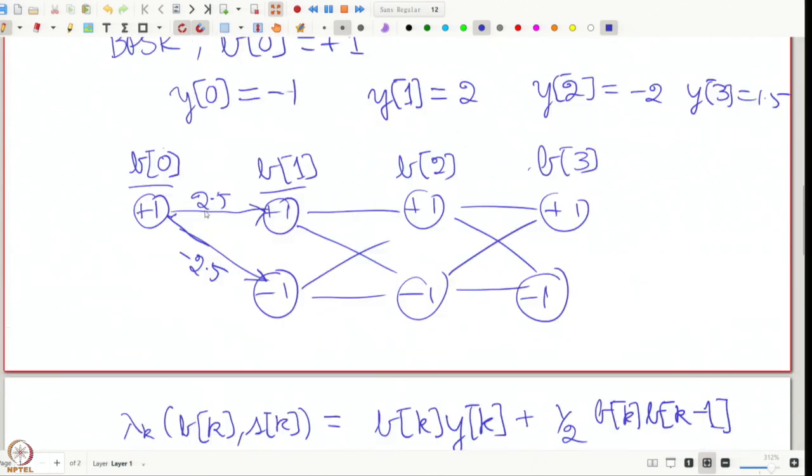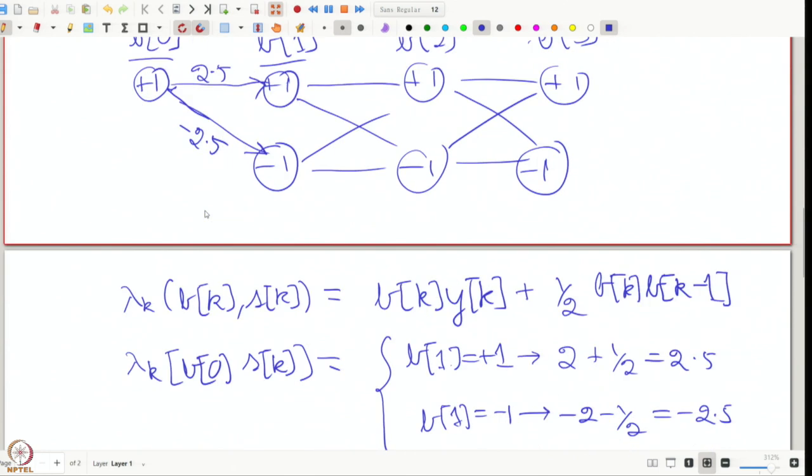So what does this mean? The branch metric based on the Y I got for going from plus 1 to plus 1 is 2.5. For plus 1 to minus 1, B1 being minus 1, it is minus 2.5. Now you cannot say that because the minus 1 metric is smaller, I have to decide it is plus 1. You can't do that because you are doing sequence-wise detection. Therefore, you cannot make an incremental decision at this stage. You have to go to the next stage and then check. So let us actually do that.